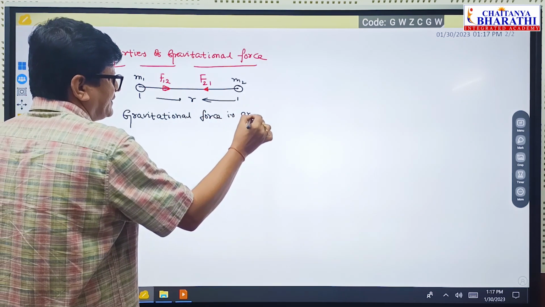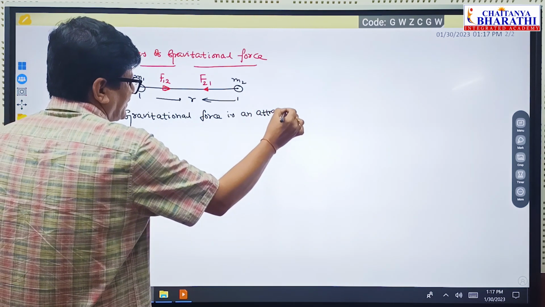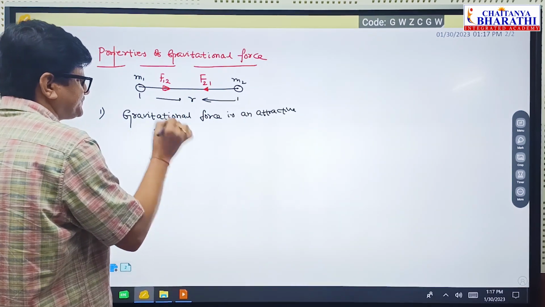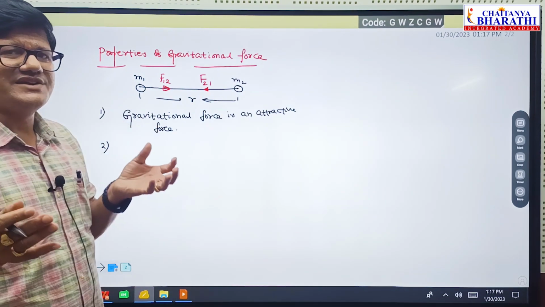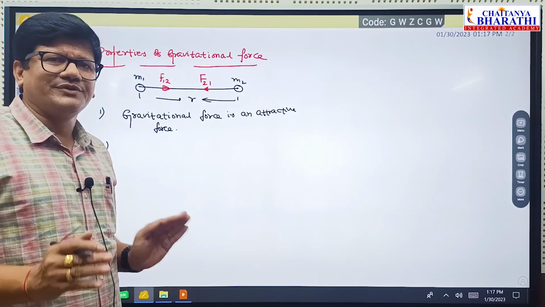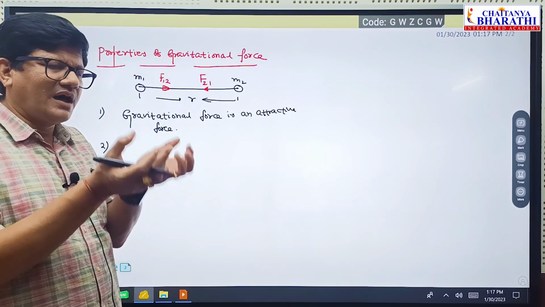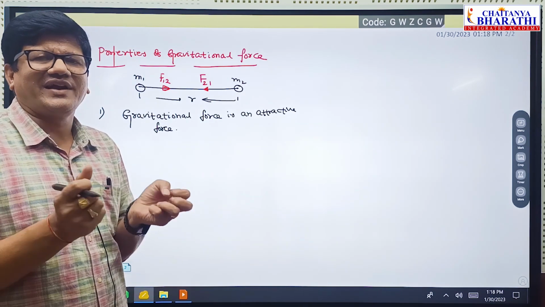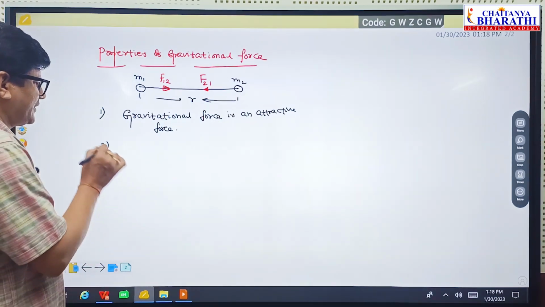Gravitational force is an attractive force. Gravitational force is only an attractive force; there is no repulsion. So always the two bodies in the universe attract each other. So that is an attractive force.